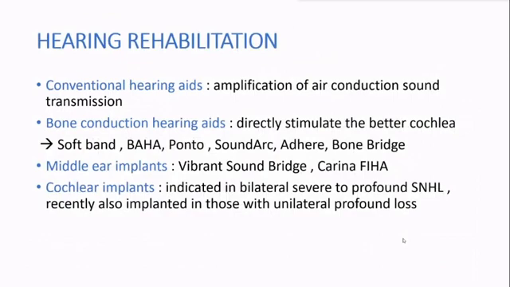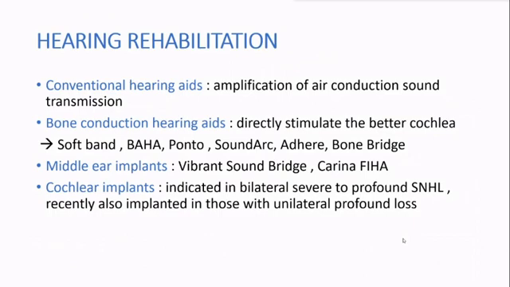When we talk about hearing rehabilitation, there are different types. You can use the conventional hearing aids, which we usually see in the elderly population. Maybe you've seen this before, there are bone conduction hearing aids. A bone conduction hearing aid amplifies the sound directly into the cochlea, so it bypasses the pinna and also the external and middle ear. This is good for a patient who has a malformed middle ear, external ear, and pinna.